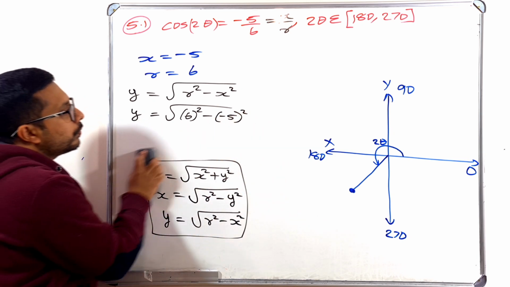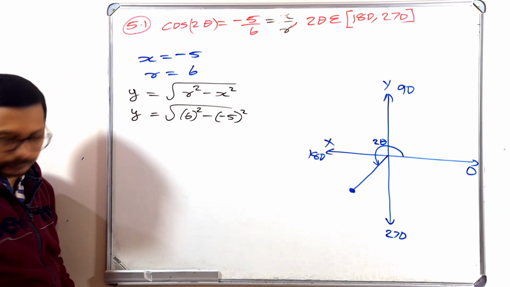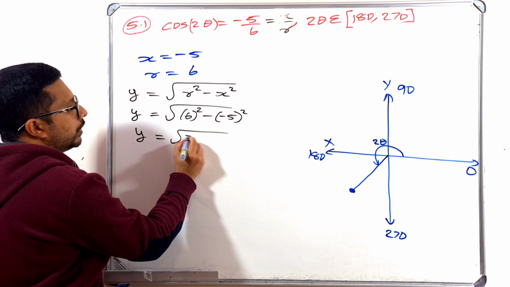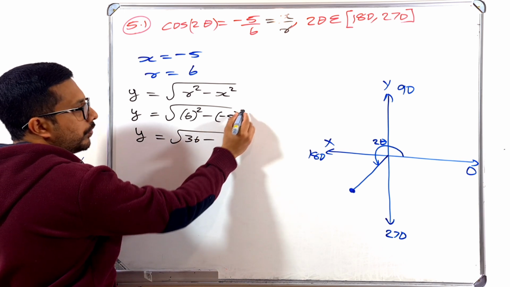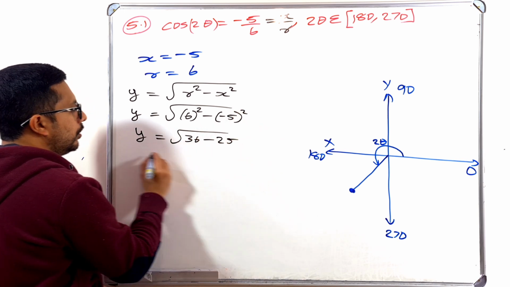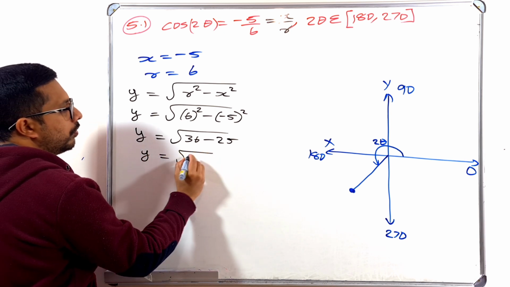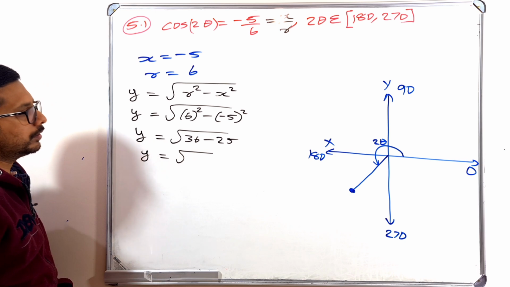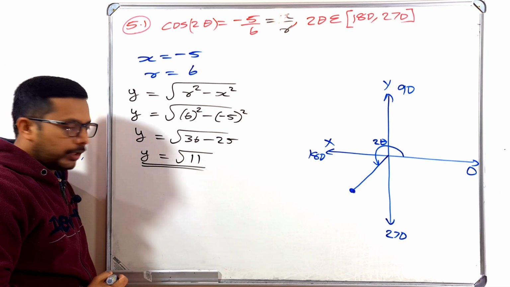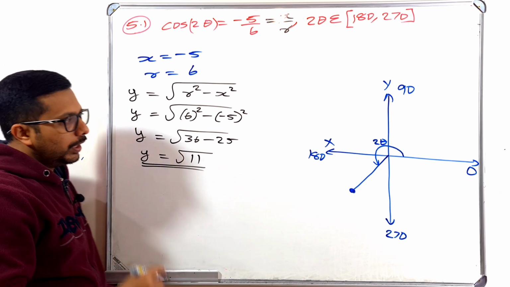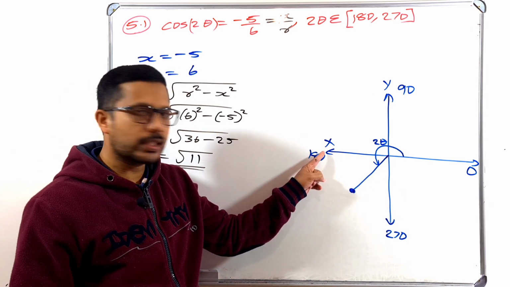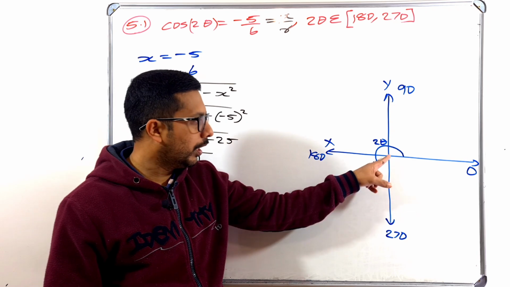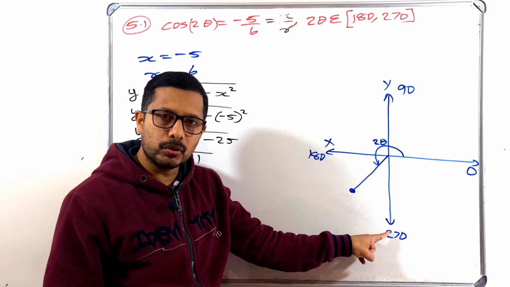Now what is the answer for that one? Y is equal to root of 36 minus 5 square, which is 25. So y is equal to root of 36 minus 25. What's the answer? 11. Okay, so you must be careful. Here the x value is negative. Am I right? On the third quadrant, the x value is negative and the y value is also negative.